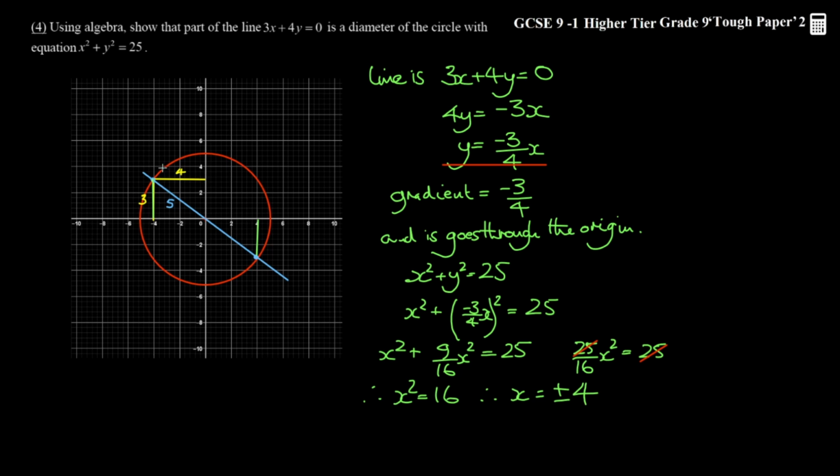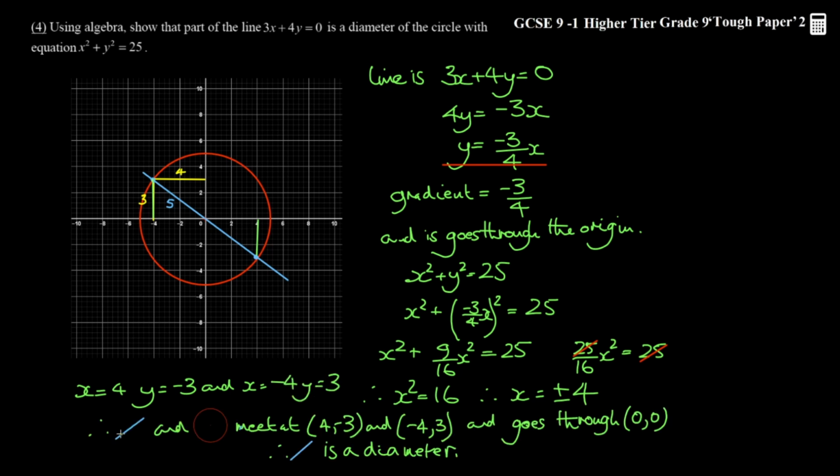So writing out the coordinate points where the line and the circle meet, when x is equal to 4, y is equal to negative 3, and when x is equal to negative 4, y is equal to 3. And there's the conclusion. The line and the circle meet at 2 points, and the line goes through 0, 0. Therefore, the line must be a diameter of the circle.